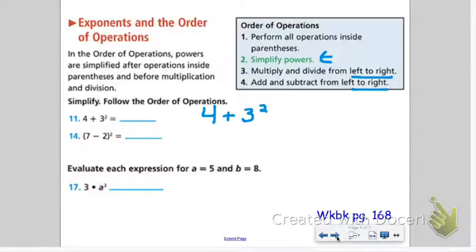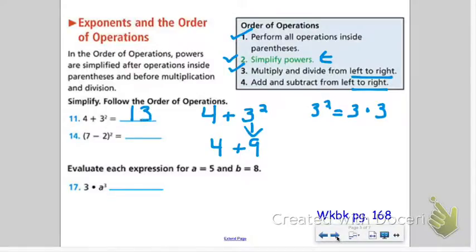Are there any parentheses? Nope, so I don't have to really worry about step 1. Do we have any powers? Yes, we do. We have 3 to the second power. Which, remember, 3 to the second power is 3 times 3. It's 3 as a factor 2 times. So 3 times 3 is 9. And now I'm ready for step 3. Any multiplications and divisions? Nope. And addition and subtraction comes last. 4 plus 9. And we get 13.